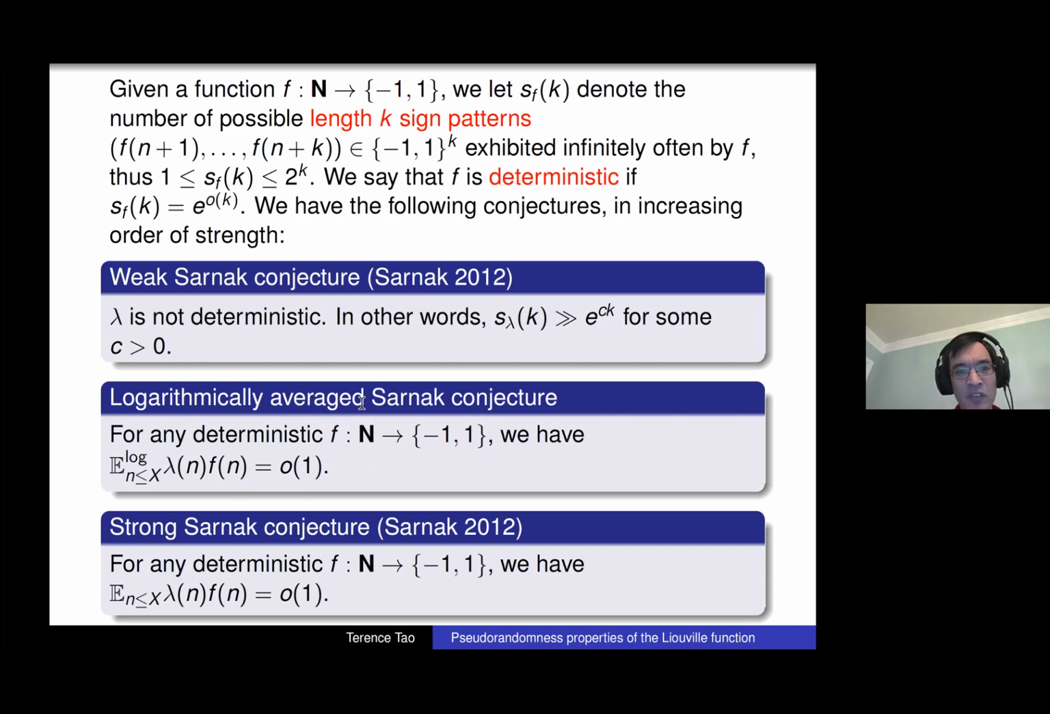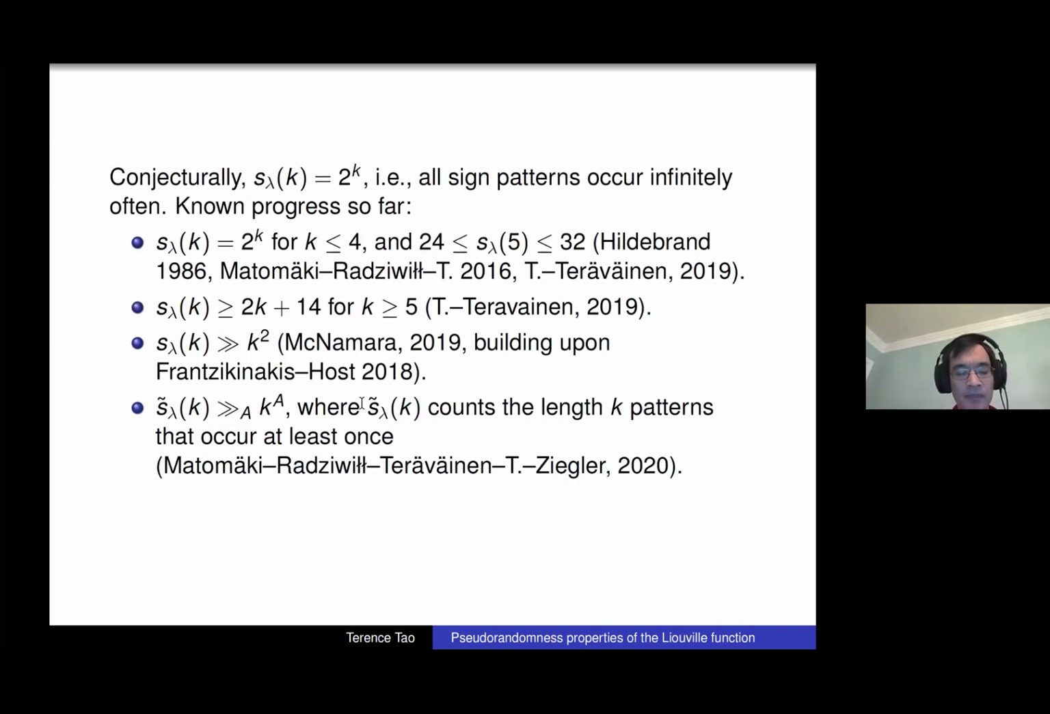So there's been a lot of work on the strong one in particular. There are many examples of deterministic sequences for which this conjecture has been verified. For sign patterns, I can tell you what's known. The strong conjecture actually implies the number of sign patterns should be 2 to the k. Right? All sign patterns should occur infinitely often. But that's actually only known up to k equals 4. All the sign patterns of length 4 occur infinitely often.